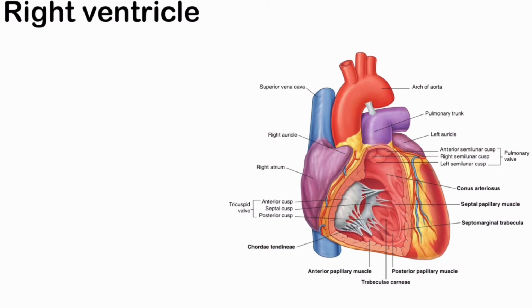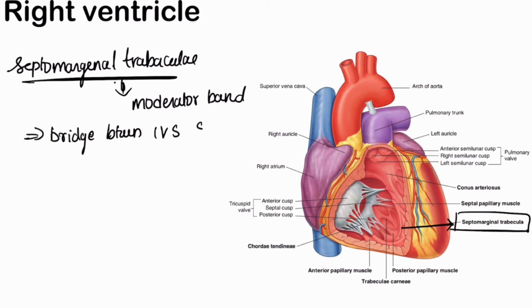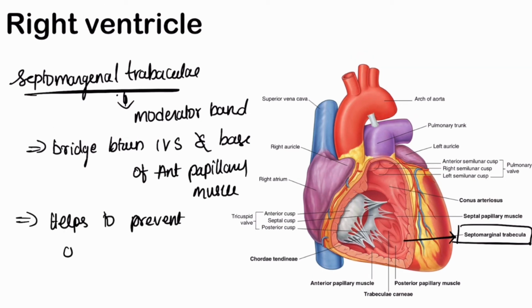And we also have the moderator band, that is also known as the septomarginal trabeculae. This is the septomarginal trabeculae here, which is also known as the moderator band. It forms a bridge between the interventricular septum and the base of the anterior papillary muscle. This septomarginal trabeculae helps to prevent overdistension of the right ventricle. That's all about the right ventricle.